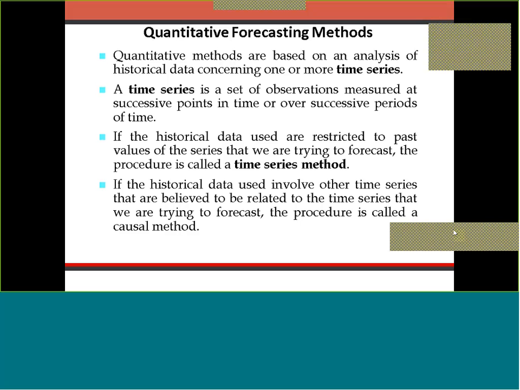A time series is a set of observations measured at successive points in time or over successive periods of time. So a time series is nothing but collecting the data at different intervals of time or at different points of time. If the historical data used are restricted to past values of the series that we are trying to forecast, the procedure is called a time series method. Very simple definition.